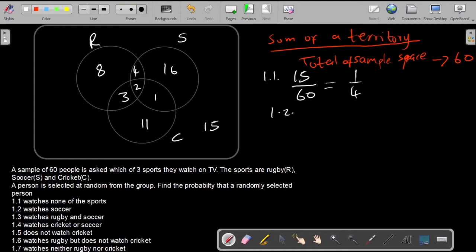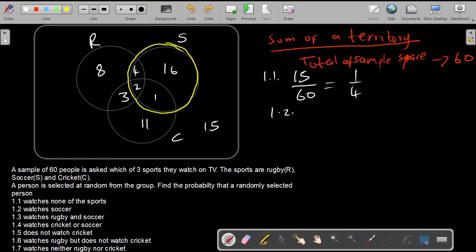Moving on to the second question. What is the probability that a randomly selected person watches soccer? Now please note that the word only is not there. So as long as a person watches soccer, we can take them, even if the person watches something else. As long as they watch soccer, we include that portion. So the soccer circle is over here, and that is the territory we're talking about. And as I said, we don't care about these other ones. We actually do include them because it didn't say the probability that the person watches soccer only.